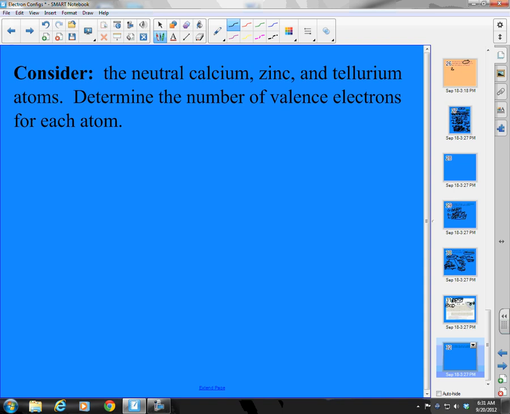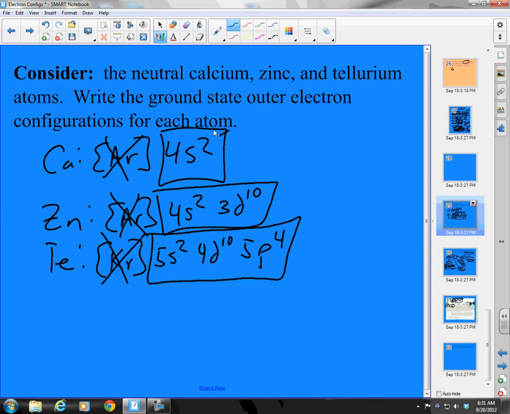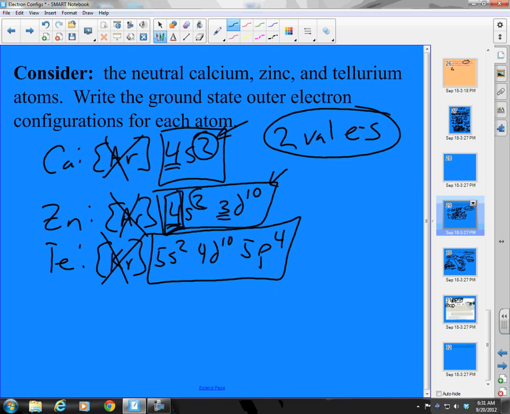Okay, here we go. Let's look at calcium. We have the outer electron configuration for calcium. What's the highest N? N is 4. How many electrons are there? I have 2, so calcium has 2 valence electrons. Great. Zinc. Here's my outer configuration right here. What's my highest N? Well, I have a 3 here and I have a 4 here. Which one is bigger? That is bigger. How many valence electrons? I only have 2. What about these 10? Well, they're in the 3rd. They don't count. So I have 2 valence electrons for zinc.